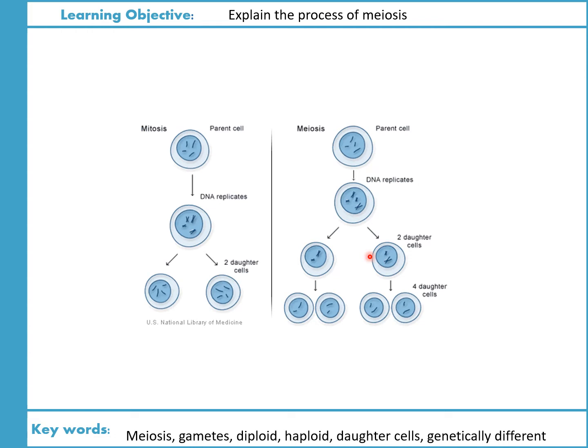There is then a second division, which is more similar to mitosis, whereby the doubled chromosomes line up along the equator and are pulled apart. And this results in only half the number of chromosomes in each of the 4 daughter cells.